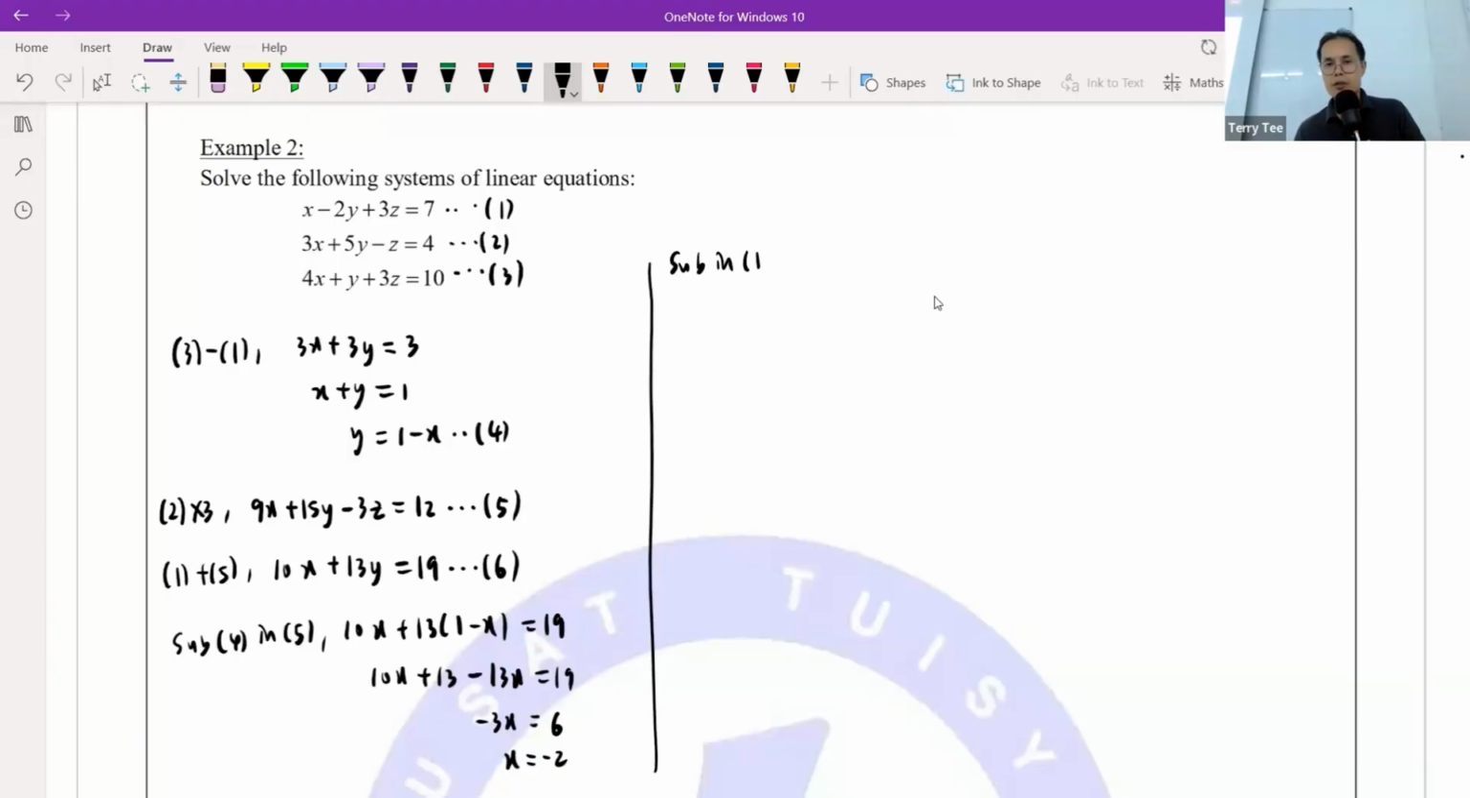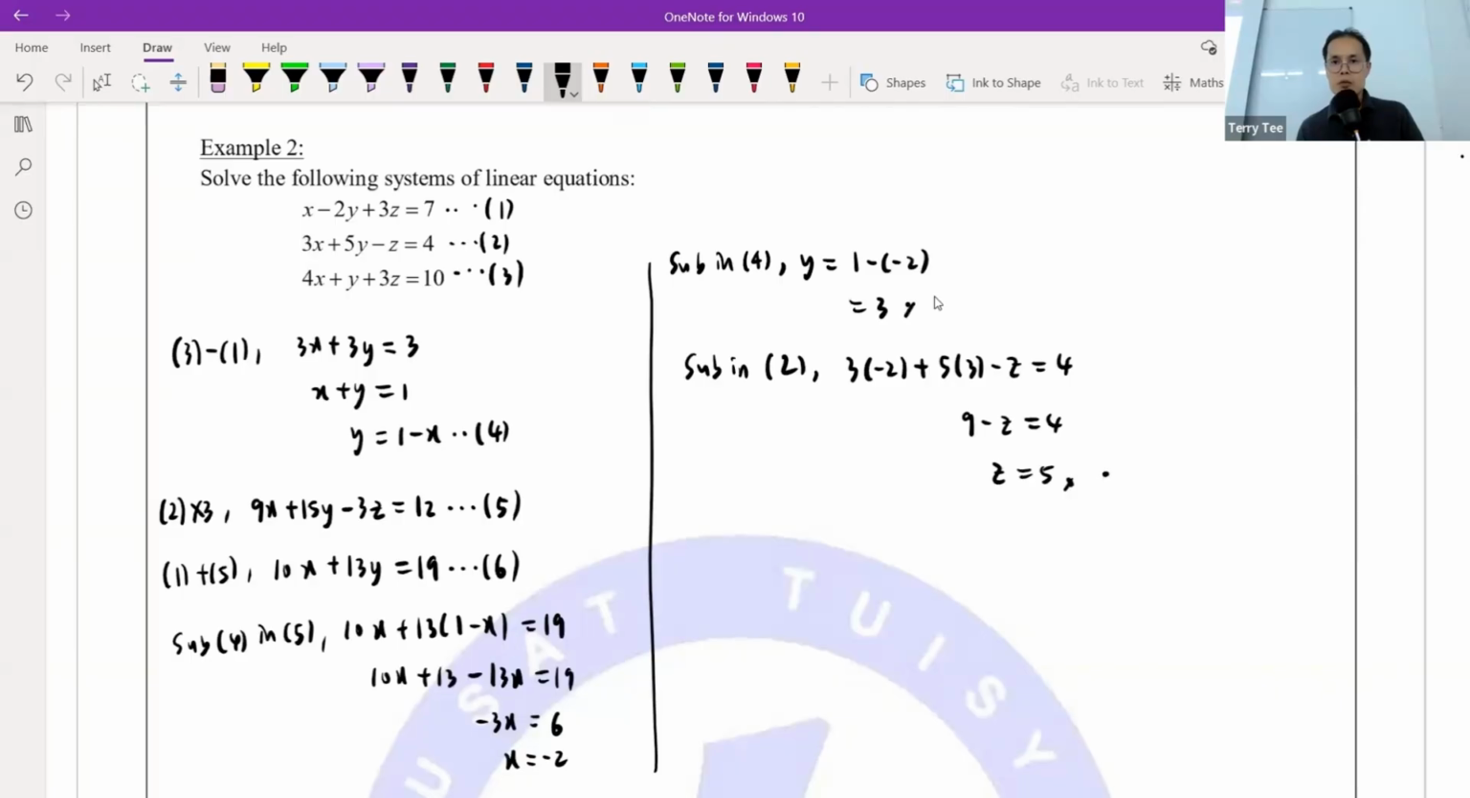Sub inside equation number 4. Your y is 1 minus negative 2. y is 3. So you got your x, you got your y, you can find your z, right? Sub inside equation number 2. My x is minus 2. My y is 3. I find my z. So it's minus 6 plus 15. This is 9, right? The result is 4. z is 5.